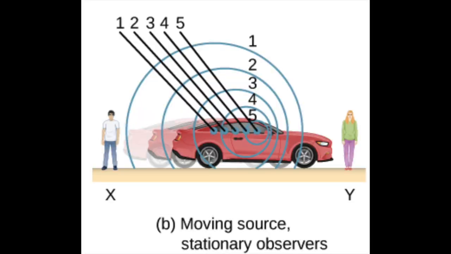When the car goes towards me, it's like I'm at position Y. The waves get scrunched together, so I hear a higher note. But as soon as the car passes me, it's as if I'm at position X. The car is going away, so the waves get stretched out, and I hear a lower note. Here's a better explanation.